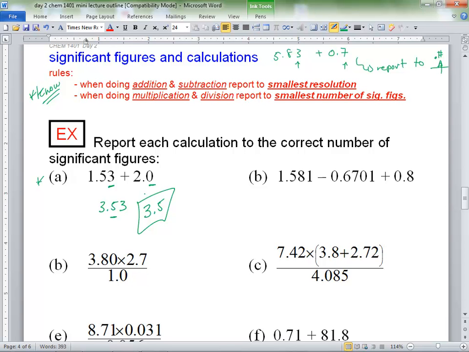Okay. Let's try this one. Let's try B. So underline the last digit in each one there in B. You don't have to underline if you don't want to. Then do it on your calculator. So you figure out which one has the worst resolution. You do it on your calculator. Report your answer to that worst resolution. See what you come up with.